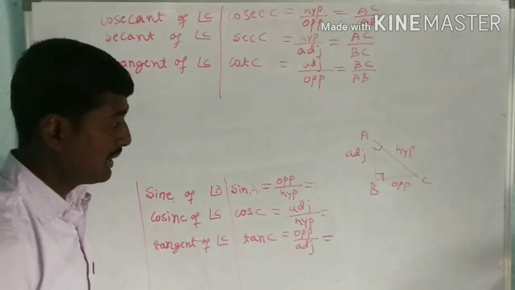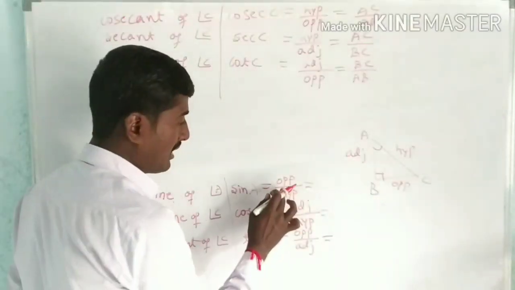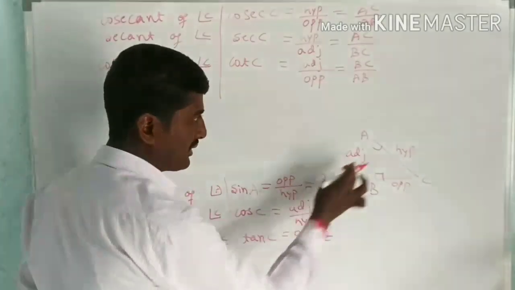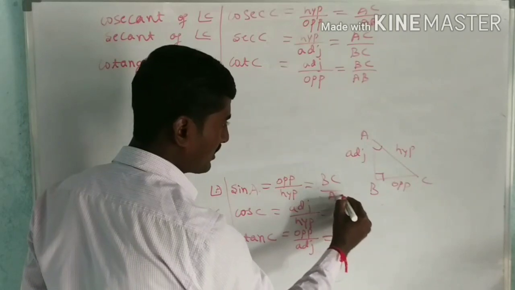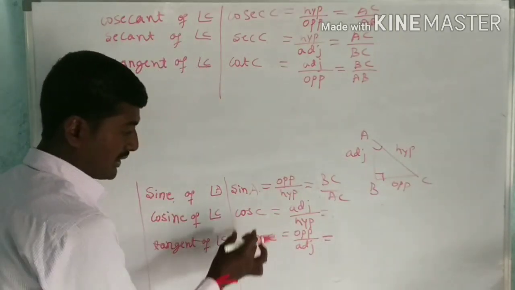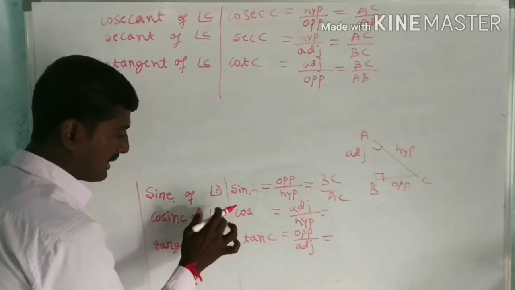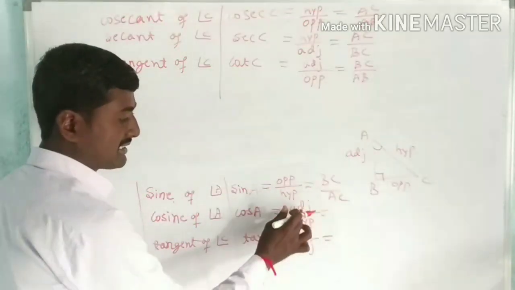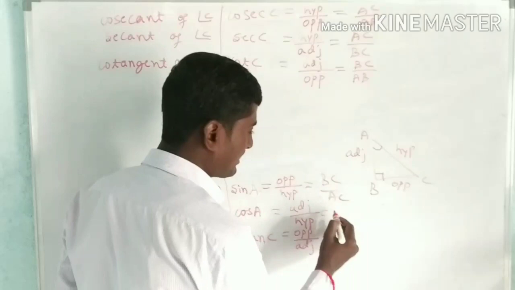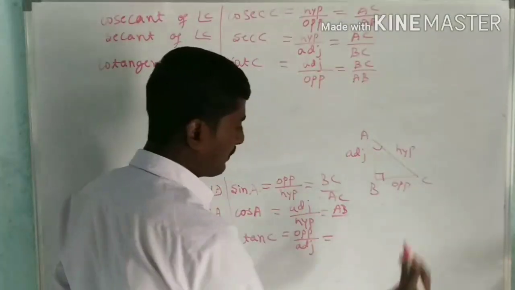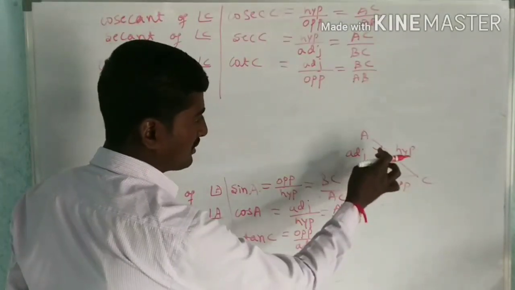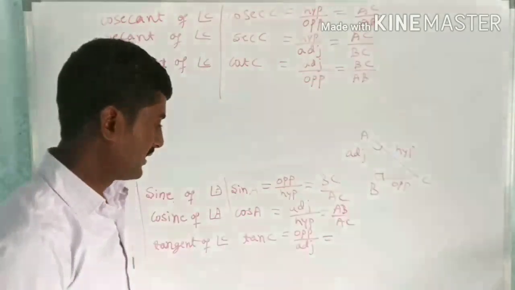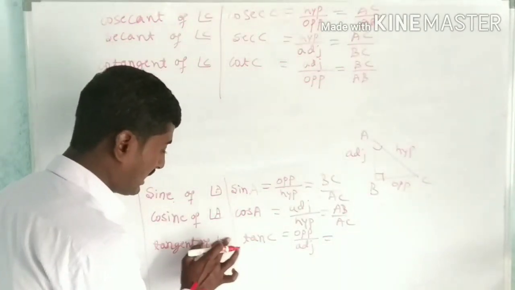Opposite by hypotenuse. But the sides are different here. Opposite I have taken here as BC, divided by hypotenuse, which I have taken as AC. Am I right? Now cos of angle A. Cos of angle A is adjacent by hypotenuse. Adjacent here is AB, divided by hypotenuse AC. Am I right?